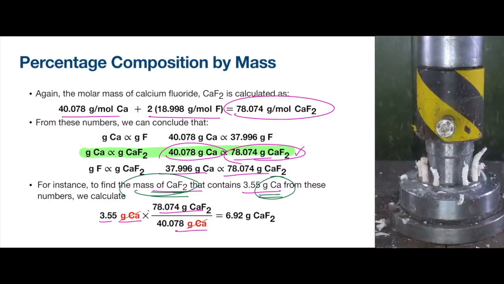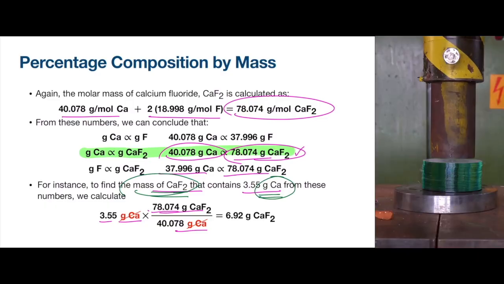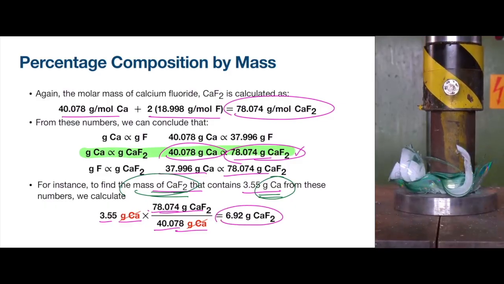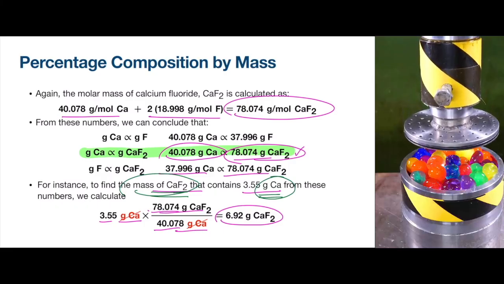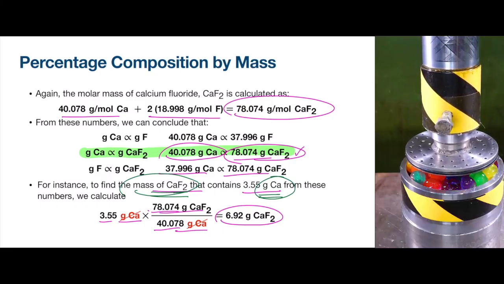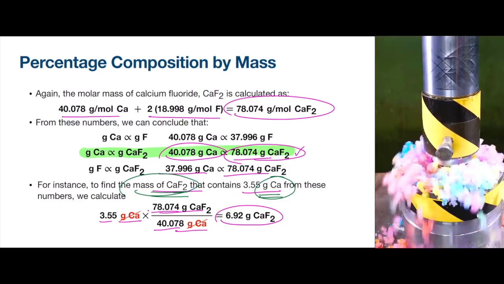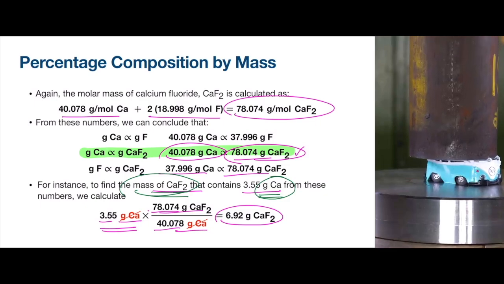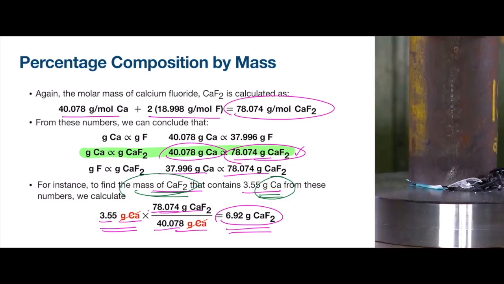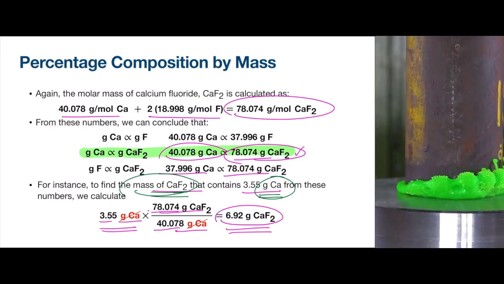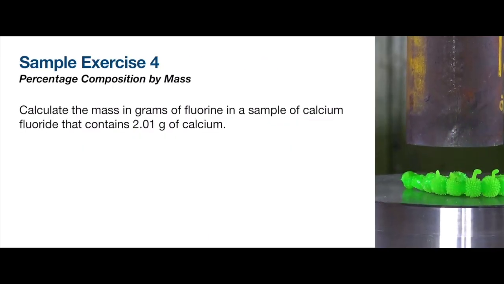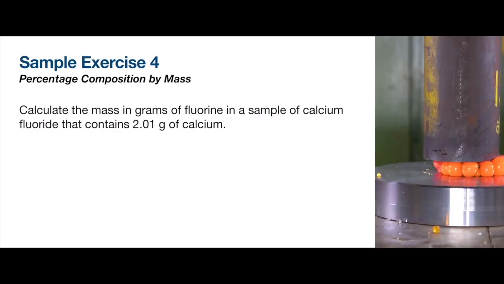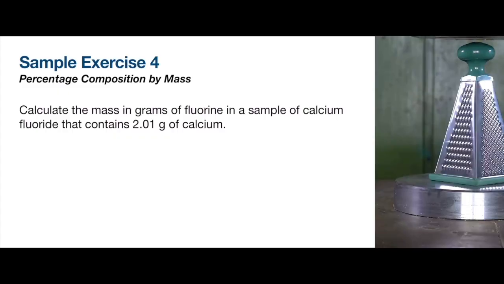So 3.55 times 78.074 divided by 40.078 equals 6.92 grams of calcium fluoride. Therefore, we can interpret it as if the sample contains 3.55 grams of calcium, there will be 6.92 grams of calcium fluoride. With this idea, let's have another example. Calculate the mass in grams of fluorine in a sample of calcium fluoride that contains 2.01 grams of calcium.